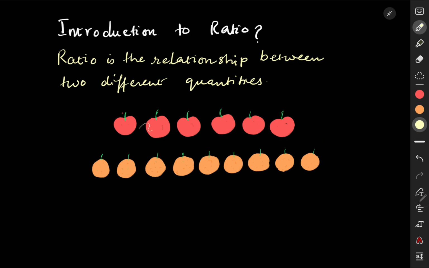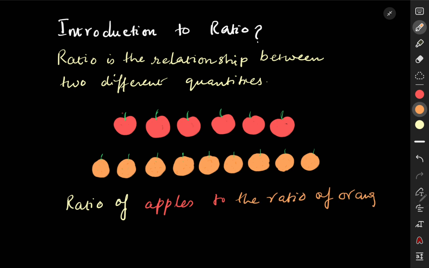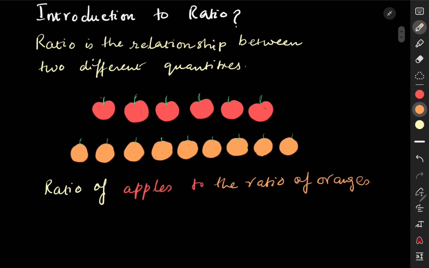So we can count apples. There are 1 2 3 4 5 6 apples, and 1 2 3 4 5 6 7 8 9 oranges. So we can write it in the form of ratio. For example, first we write the ratio of apples to the ratio of oranges, or we can write it in the form of ratio, that is apples.